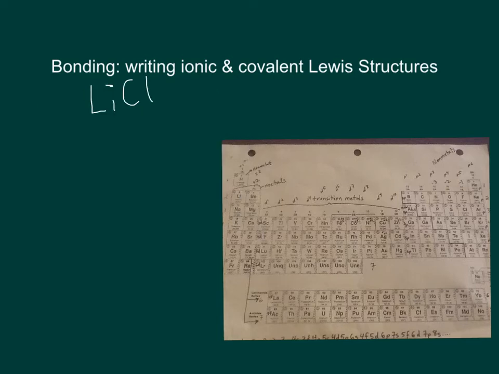Let's write the Lewis structure for lithium chloride. So the first thing we do is we check out Li. Li is over here, the metals, so it must be ionic, but let's just double check. Cl is over here, and it is a nonmetal, so it's ionic. When we write ionics, we separate them out. Li is here, Cl is over there, and really and truly every nonmetal in an ionic compound is going to have 8 valence electrons around it.